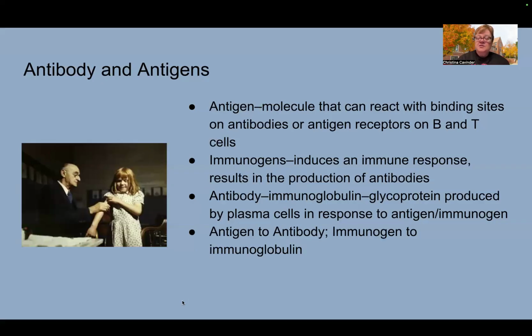So again, the antigen is a molecule that reacts to the binding sites on antibodies or antigen receptors on the B and T cells. Immunogens induce an immune response, and that results in the production of the antibodies. So when you're making antibodies, you also create that immune response. The antibody is an immunoglobulin. It's a glycoprotein produced by plasma cells in response to the antigen, or I'll just say pathogen. Antigen to antibody, and then the immunogen to immunoglobulin.